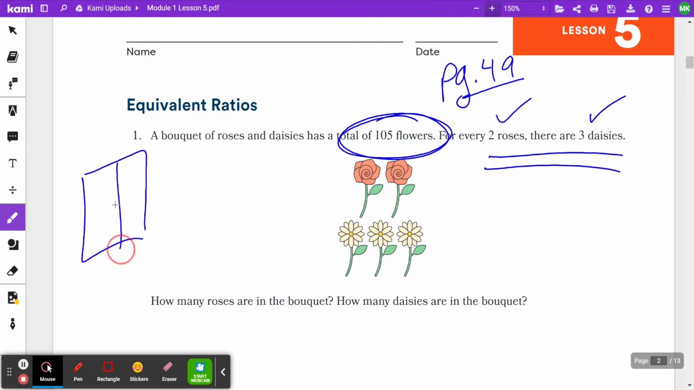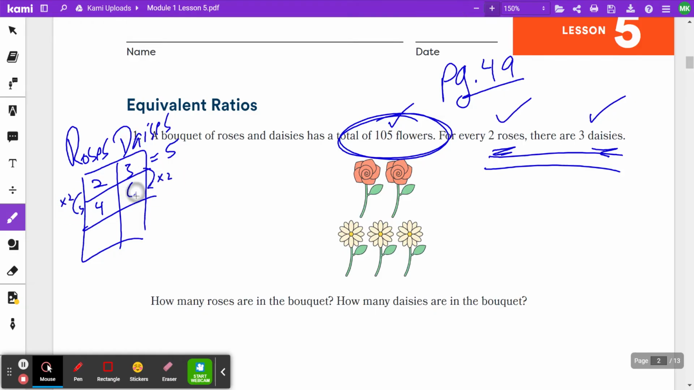Let me build a little chart right here so we can see what's up. So here are our roses. Here are the daisies. Okay, and that's a 2 to 3 deal. All right, now these are all flowers. The roses are flowers, the daisies are flowers, and we have 105 total flowers. Well, in this bouquet, the initial one here, we have a total of five flowers. Now you can, if you want, start doubling everything up. Turn a 2 into 4, right? Multiply by 2, multiply by 2, and start building. And now we have 10 total flowers, and keep going until you get 105.